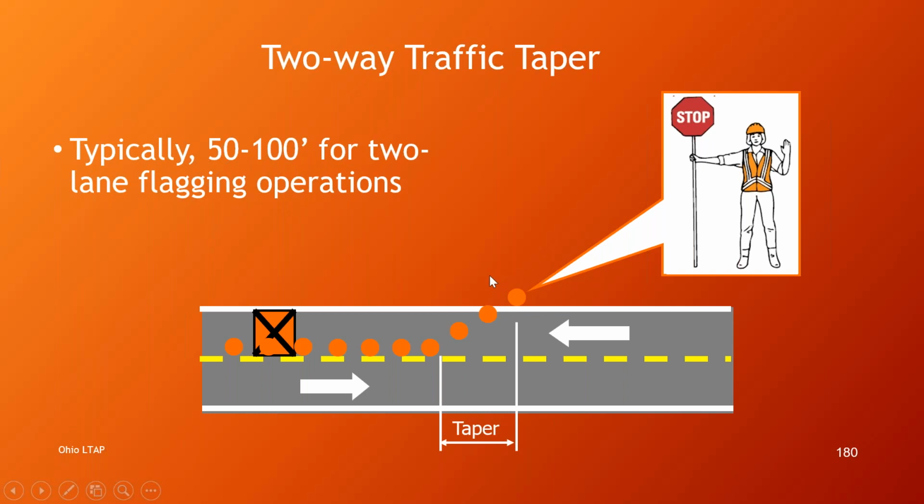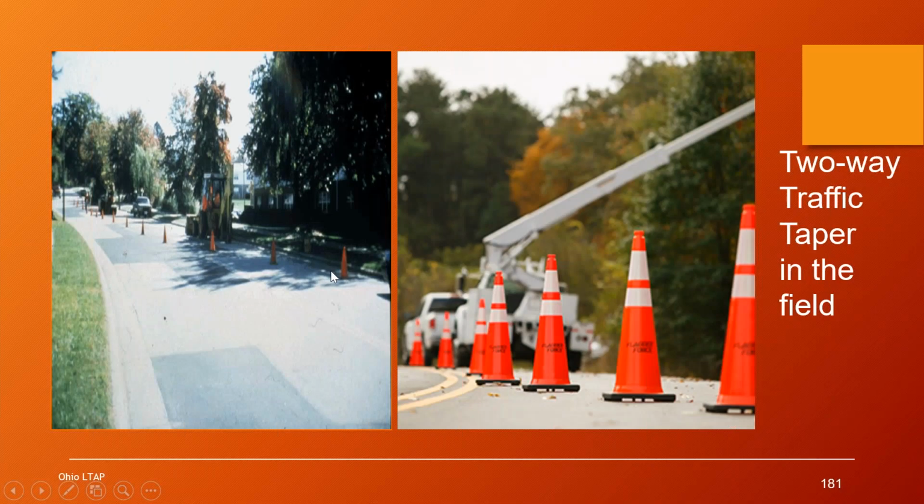So here are some pictures of the two-way traffic taper in the field. The picture on the left, you can tell it's an older picture with the older style of cones, and it's in the shade. That's not very good, right? A motorist might not even see those cones from a distance. But they would see these cones here on the right. So that's more like what we're shooting for. You can see the brand new cones pretty tight together. And that's what we want to see in a flagging operation.